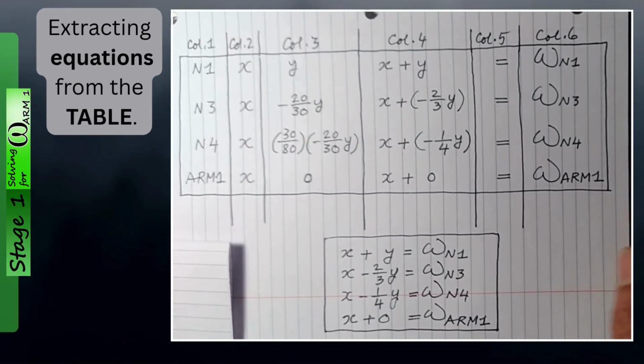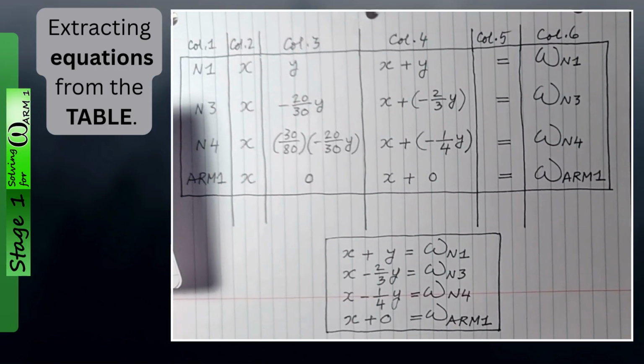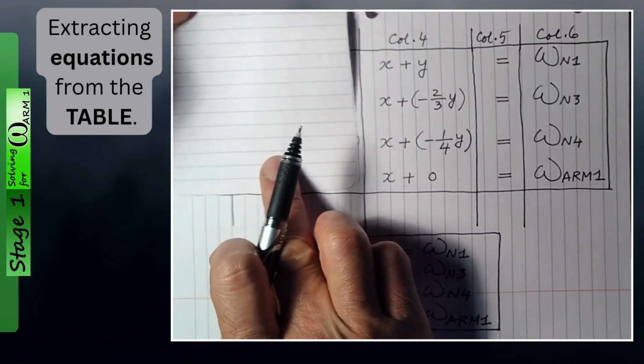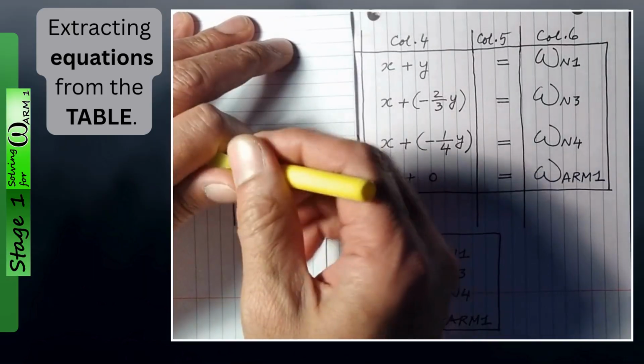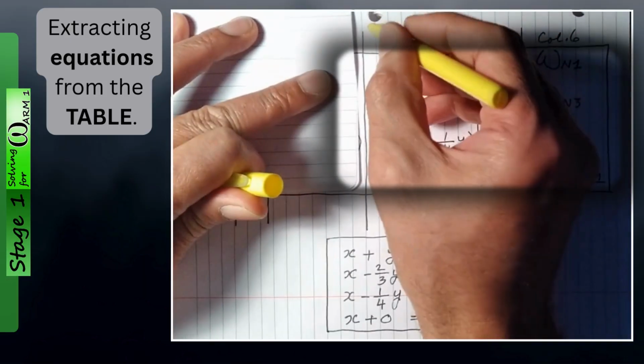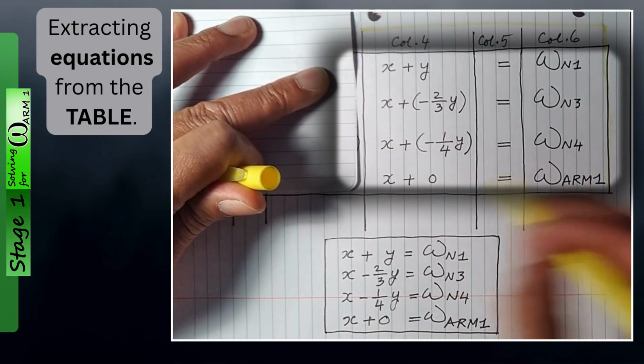After completing the table for stage 1, cover the columns 1, 2, and 3. We don't need them anymore. And now just look at the columns 4, 5, and 6. You will notice that you are actually looking at 4 equations.